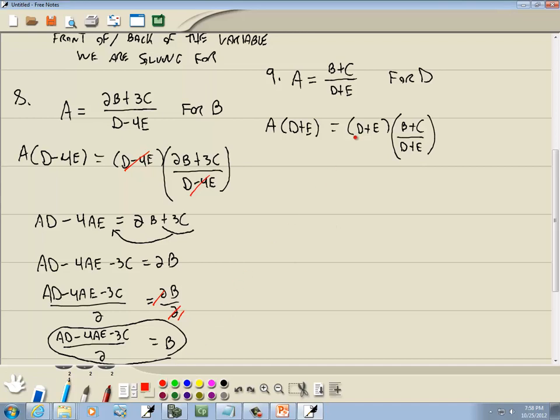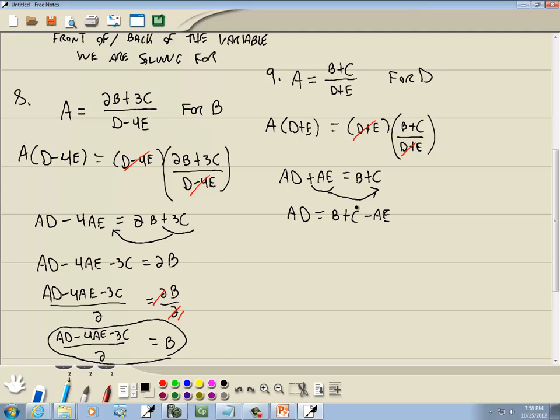Now over on the right side, the d plus e's cancel. Over on the left side, we got a times d, that gives us ad, and a times e, that gives us ae. So we got ad plus ae equals b plus c. Step 3, get everything with the variable you're solving for on one side, everything else on the other. So I'll take the ae to the right side, and we get ad is equal to b plus c minus ae. So we got everything with a d on one side and everything else on the other side.